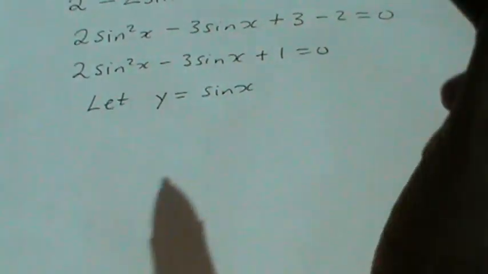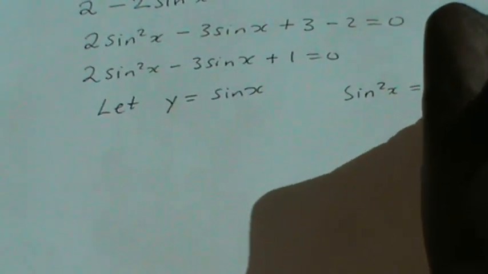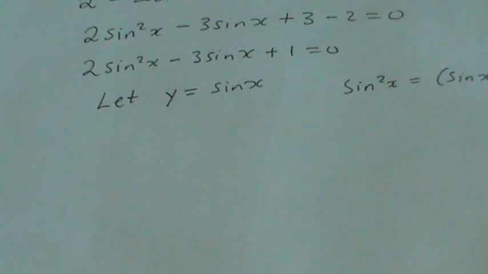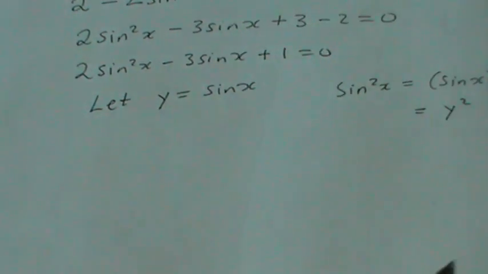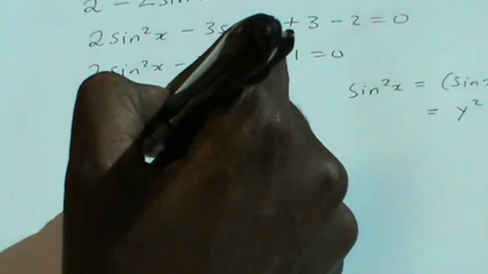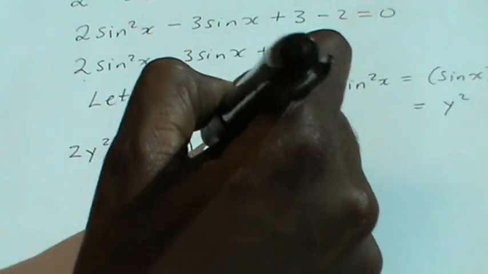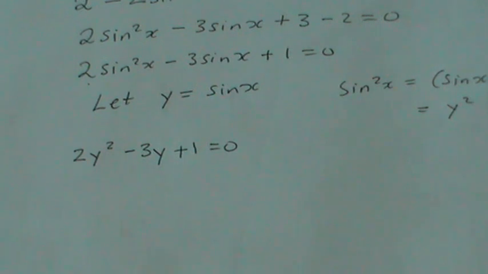So I let y is equal to this, then I substitute. You just need to remember that sine squared x means the same thing as sine x squared, and this will just be equal to y squared, isn't it? So when I substitute that over here, I will have 2y squared minus 3y plus 1 is equal to 0. I have a quadratic equation. We know how to solve them. The 3 methods: I can factorize, I can complete the square, or I can use the formula.